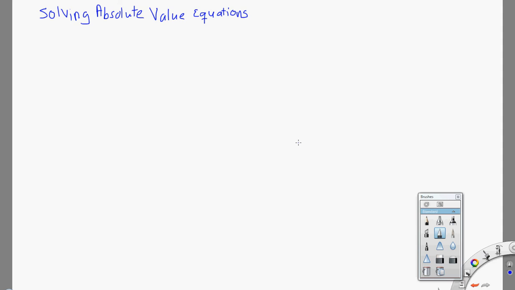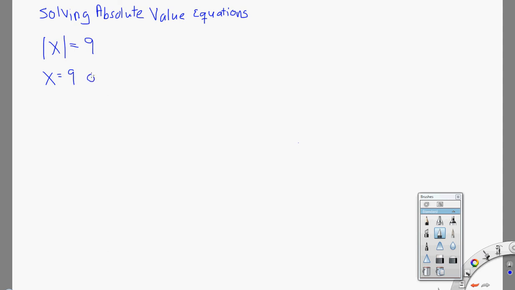When solving an absolute value equation, we need to have the absolute value sign by itself. So, for example, if I have the absolute value of x equals 9, on the left we have the absolute value of something all by itself, and on the right we have a constant. So in this case, it's easy to see that x equals 9, since the absolute value of 9 is positive 9.